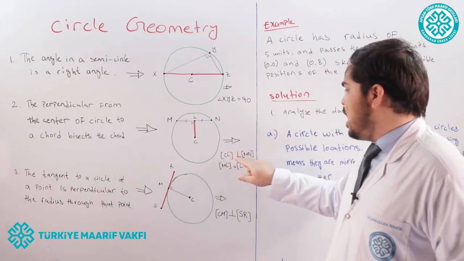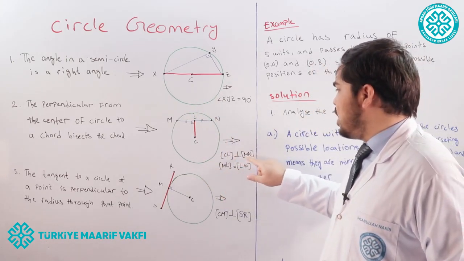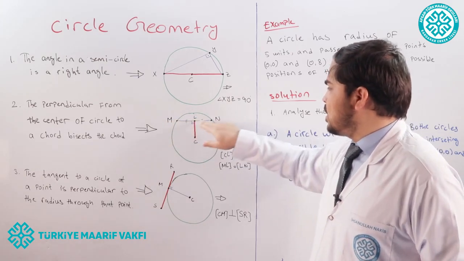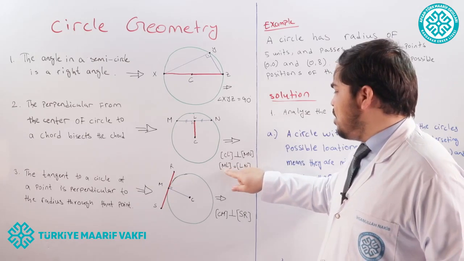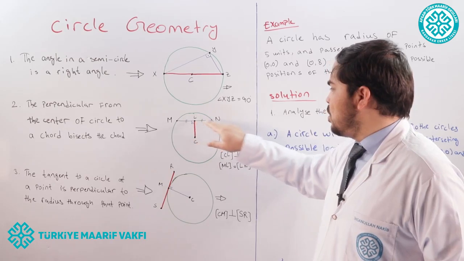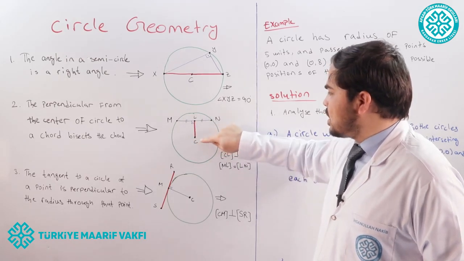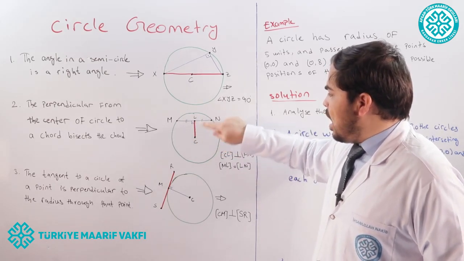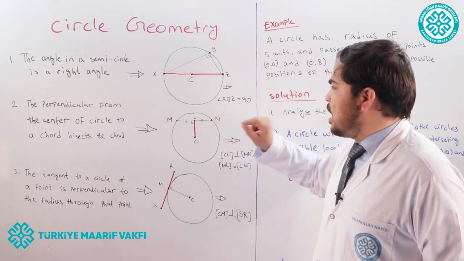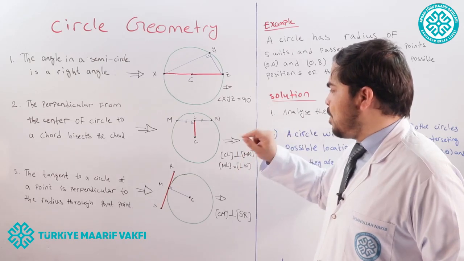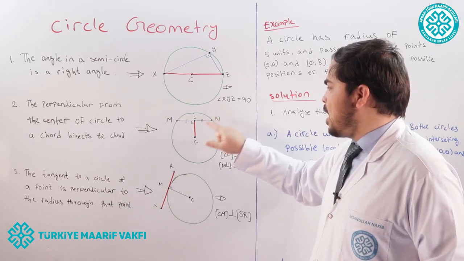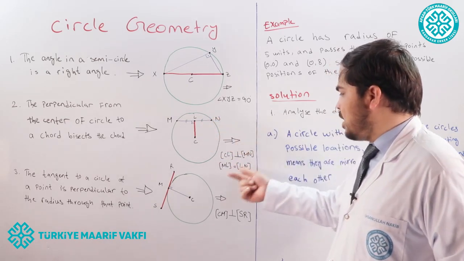Here we have line CL perpendicular to line MN. This CL line is perpendicular to the chord, which is line MN, and ML is equal to LN. When we draw a line from the center to that chord, it has to be perpendicular first, and when it is perpendicular, this line will divide the chord into two equal parts, as we have here.